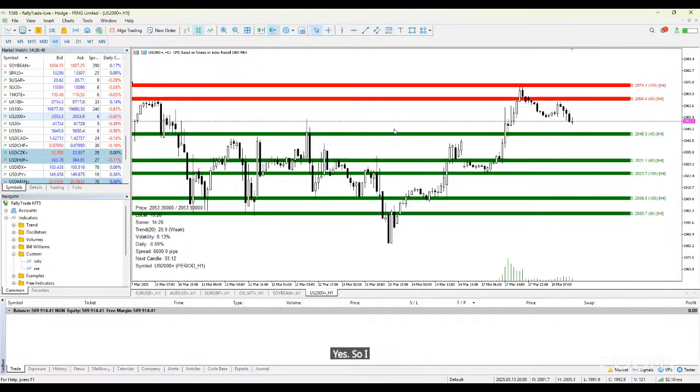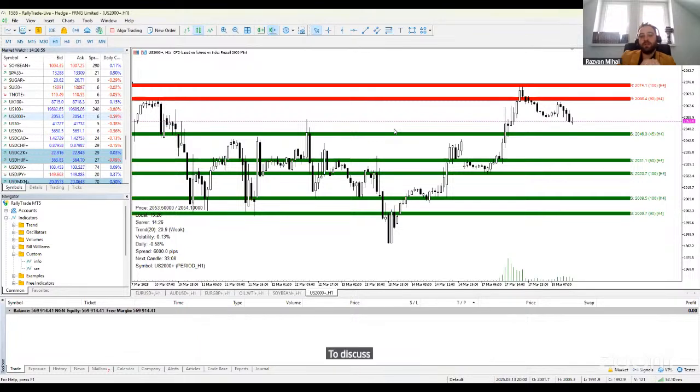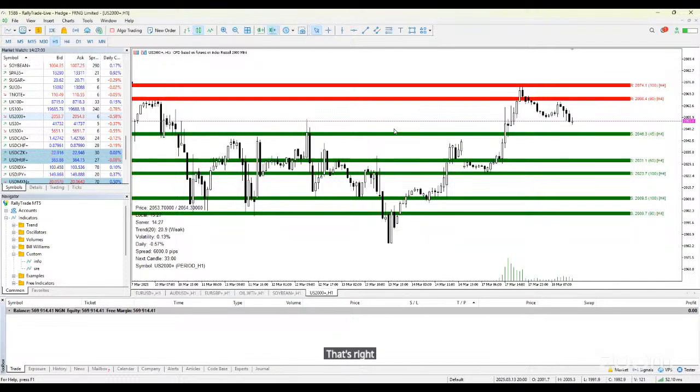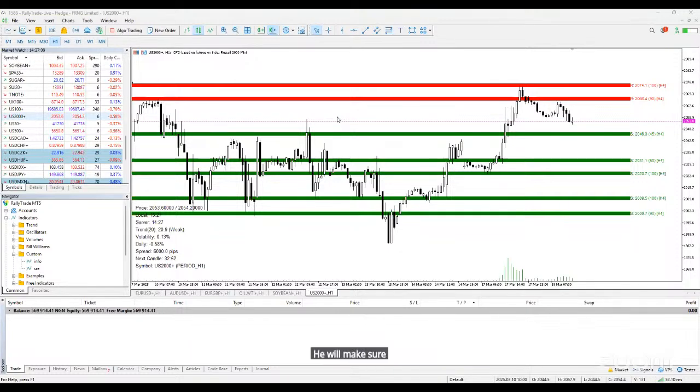We have a lot of questions about this, and I believe it will actually need a dedicated session to discuss price action and trend reversals. That's right. So we'll just do it in 2 weeks. Since Sheo is also listening and is part of this conversation, he will make sure to prepare us for that particular time. So 2 weeks is good.